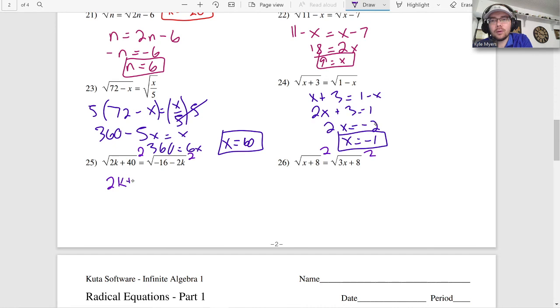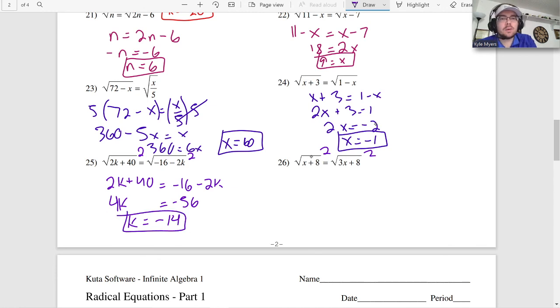So 2k plus 40 equals -16 minus 2k. We're going to add 2k to both sides. We get 4k. Subtract 40 on both sides, and I would get negative 56. Then I divide by 4. And if you divide by 4, the trick to that is taking half and then taking half again, assuming you can take half pretty easily. So half of 56 would be 28. Half of that is 14. So we have that. Square both sides over here.